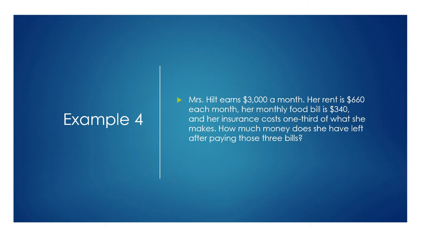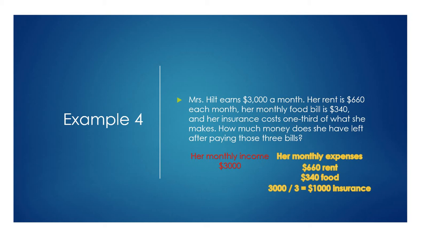We know that her monthly income is $3,000. So let's write down her expenses, and whatever we get in total, we subtract it from her income. Her rent is $660 plus her monthly food bill is $340. Her insurance costs 1/3 of what she makes. So she makes $3,000 a month.